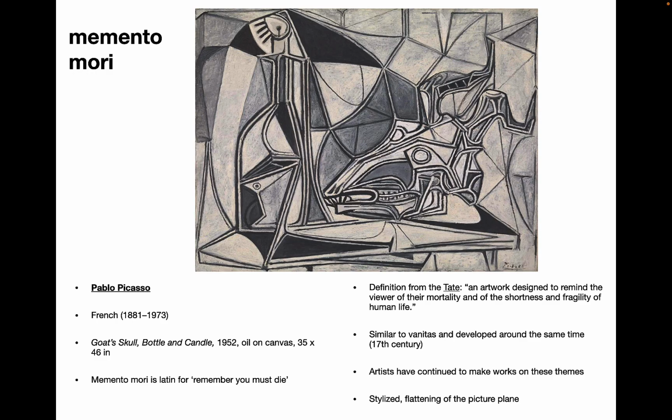What Picasso did, even though he could paint things realistically with depth and form, he flattened it. And this was completely unusual. People didn't always like it. People didn't know how to look at this right away.